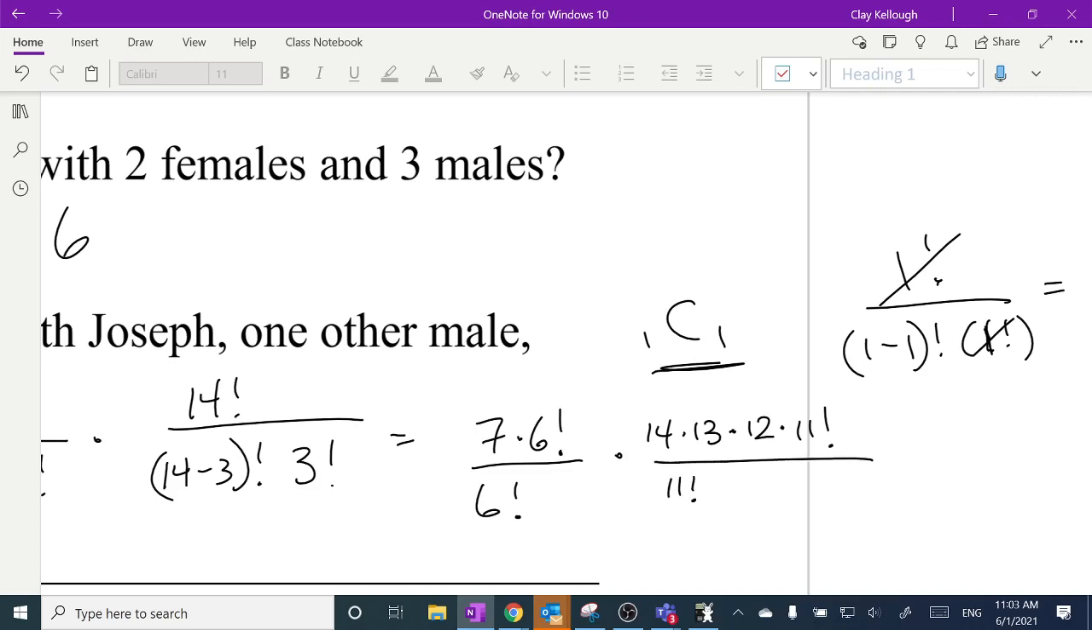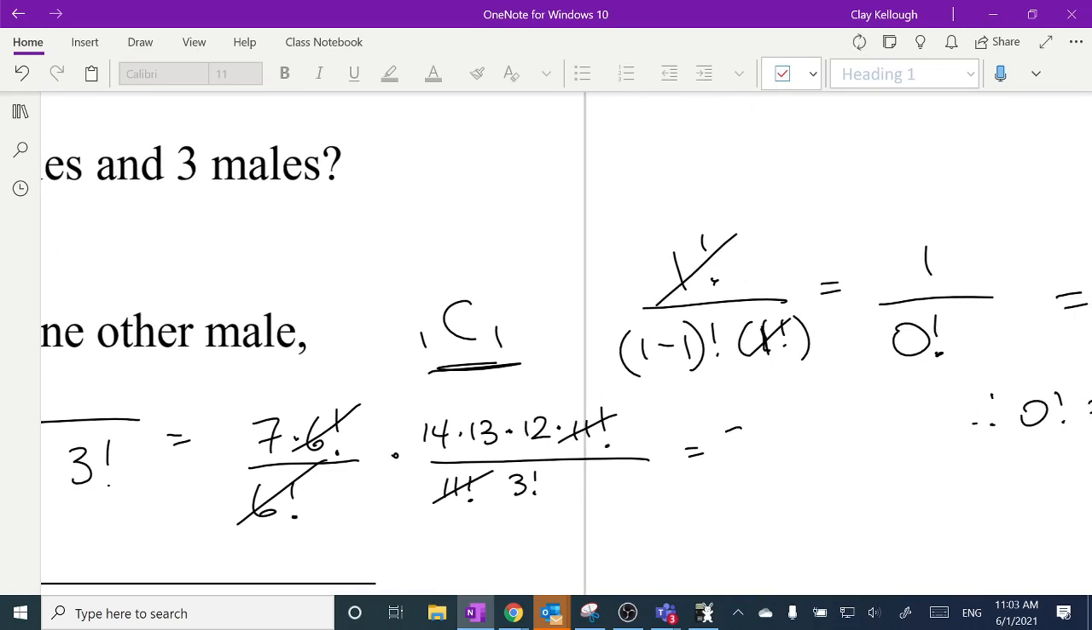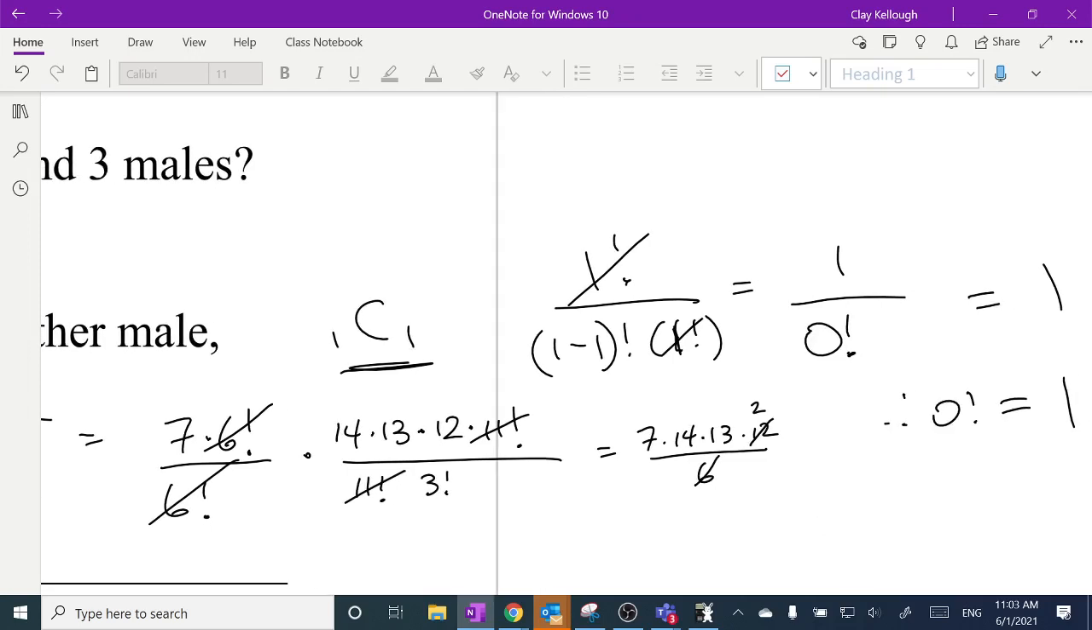11 factorial over 3 factorial. And I see some cancels. So, can I do this without a calculator? Maybe. I have 7 times 14 times 13 times 12 divided by 3 factorial, which is 6, right? So 6 goes into 12 twice. And now I have 7 times 14 times 13 times 2. I might still grab a calculator for that.